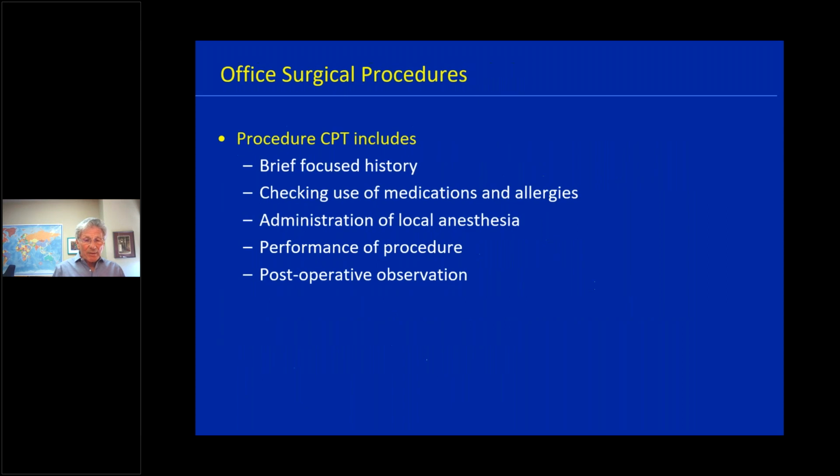But importantly, the time it took to put in the IUD can't be counted. Otherwise, that would be billing twice. Now, when you bill a CPT code for a procedure, like her IUD placement, that code includes a brief history, checking about medications or allergies, administration of local anesthesia. For example, she needed a paracervical block, which Janie did. Doing the procedure itself and then watching her for a few minutes afterwards.